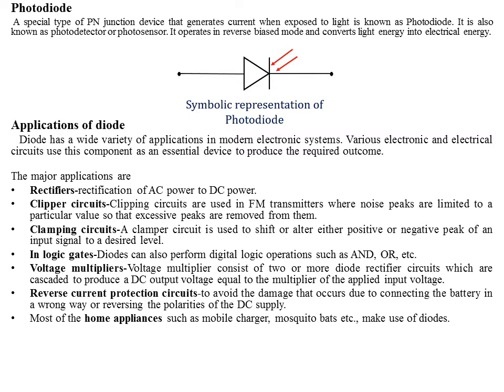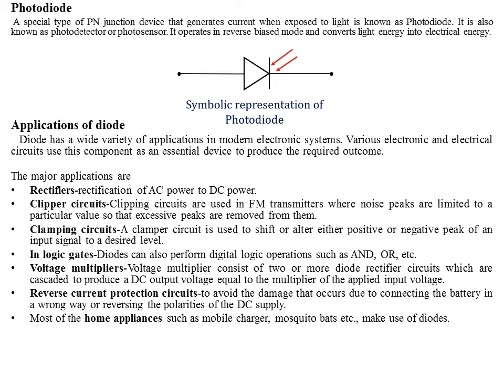Coming to applications of diodes, let us see where these diodes are used. Diodes are used in a variety of applications in almost all modern electronic gadgets. Usually electronic and electrical circuits make use of diodes because they need to produce some required output. So diodes are used in electronic and electrical components. The major applications I have listed here: they are mainly used as rectifiers, wherein they rectify AC power to DC power.